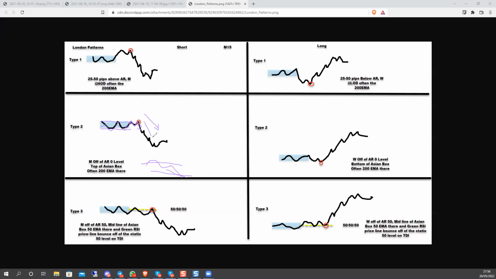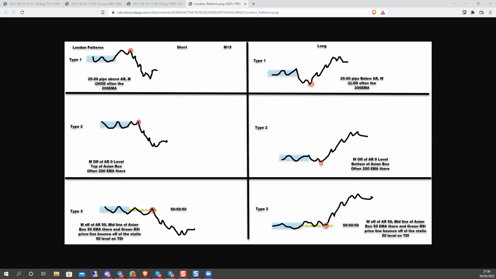And then hold it until you get to a low of the day or towards when New York starts. That would be a very nice entry, a decent risk reward of 30 to 50 pips or something, whatever the ADR or daily range allows you to have without risking too much. So M off the AR0, top of Asian box. Often again, the 200 EMA will be cruising across the top there. Let me just clear those drawings up. Moment, please.